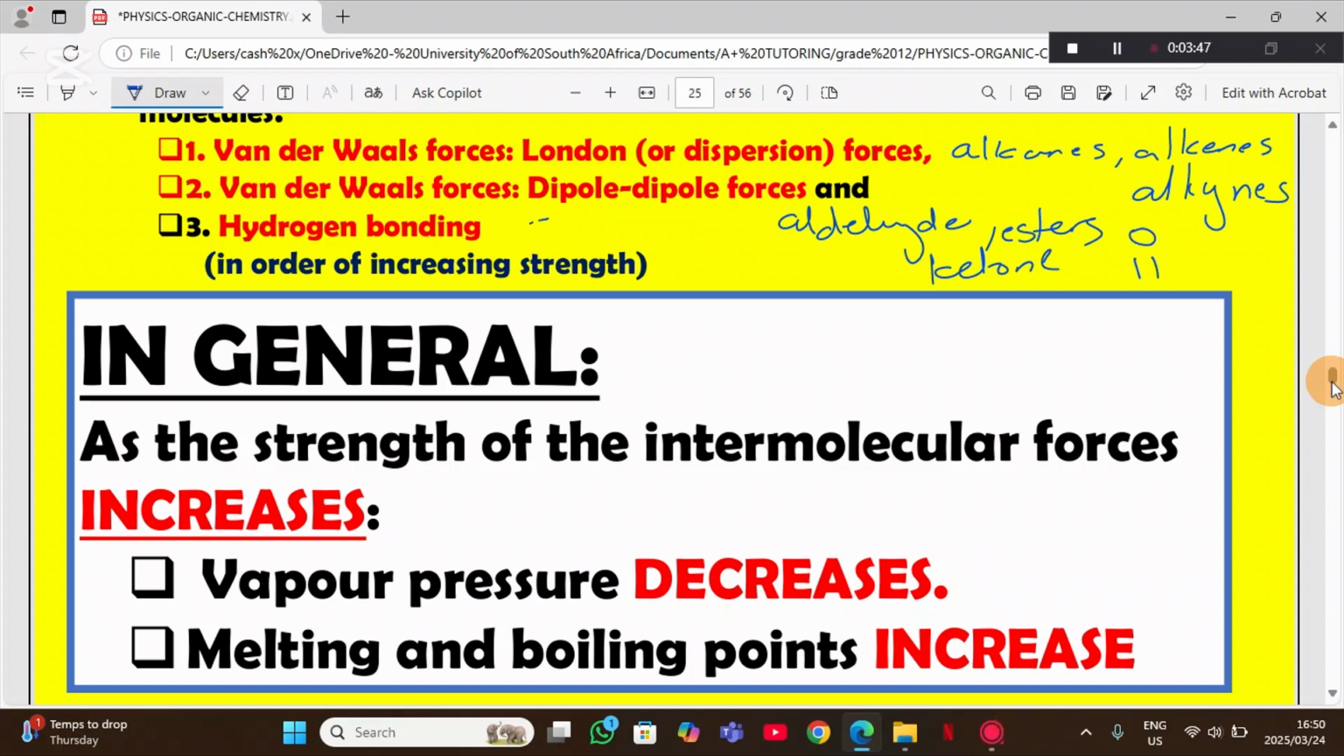While hydrogen bonding is only in between an OH, and the only time we have an OH is when we have what? An alcohol, right? As well as a carboxylic acid. Right. So the alkanes, alkenes, alkynes are our London forces, and then aldehydes, esters, ketones are our dipole, and then the alcohol and carboxylic acid go on hydrogen bonding. Okay.